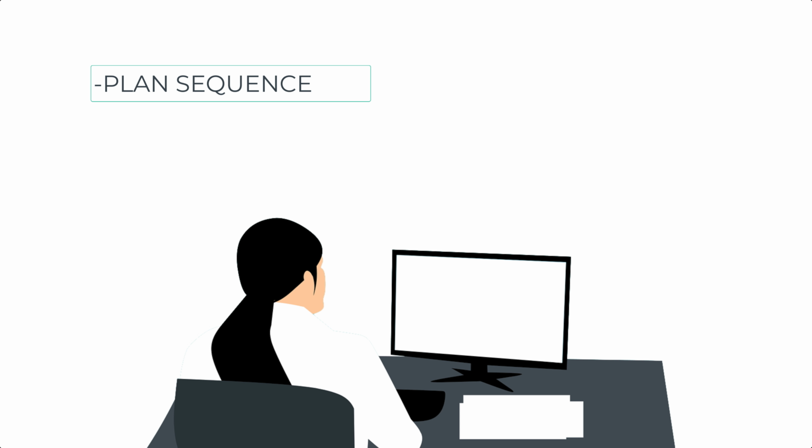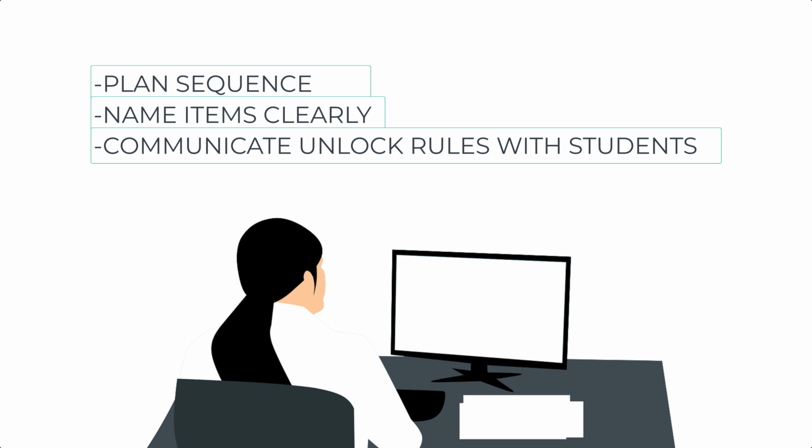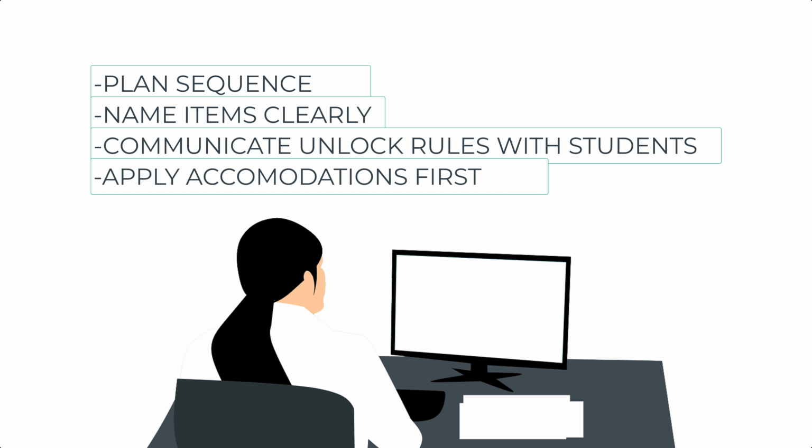Remember to plan the sequence before you build it. Use clear item names so condition details point to the correct target. Tell students what unlocks next so that expectations are transparent. If you use accommodations, apply any needed special access in the quiz or assignment first, then add your release rules so everything aligns.